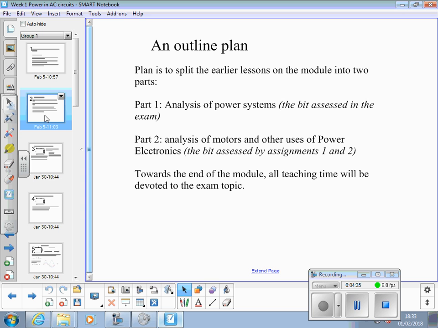Towards the end of the module, once you're working solidly on assignment 2, kind of from halfway onwards, the whole session will be towards doing the calcs and learning towards the exam.